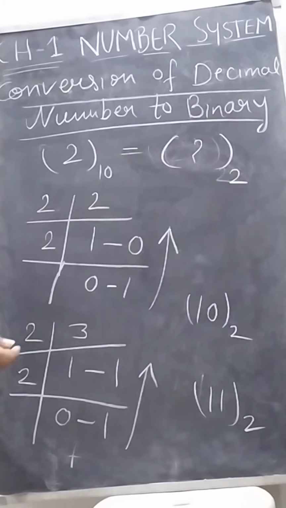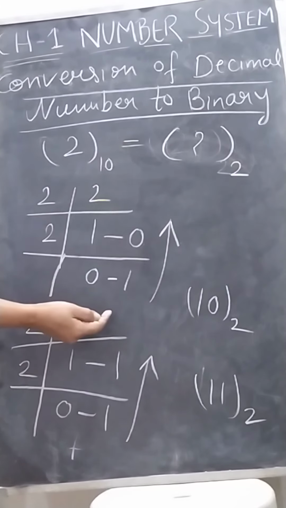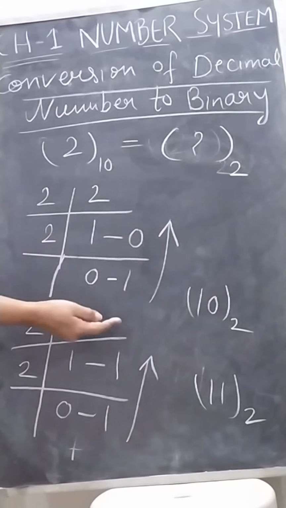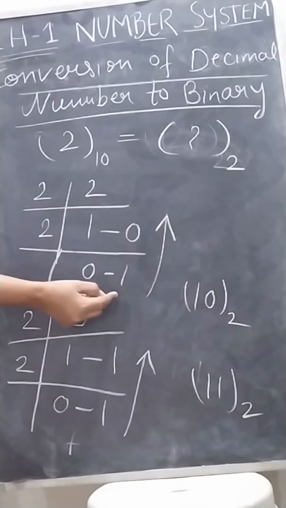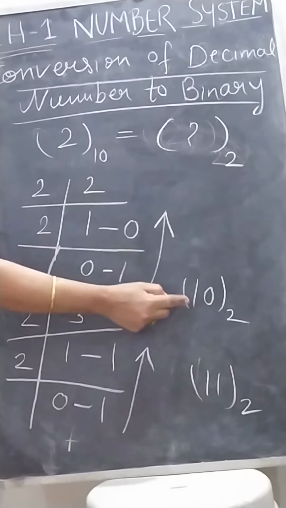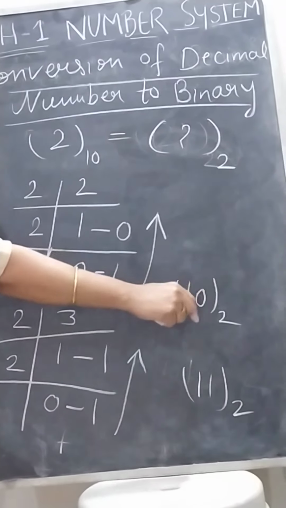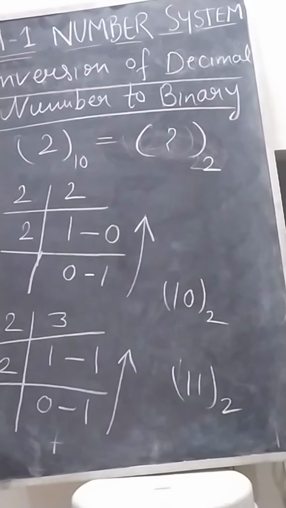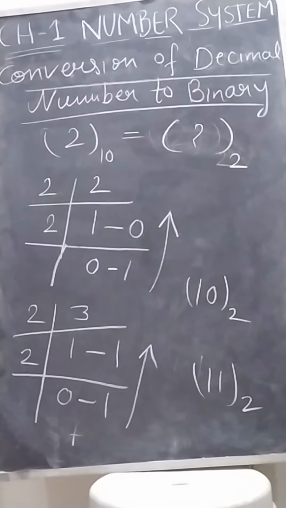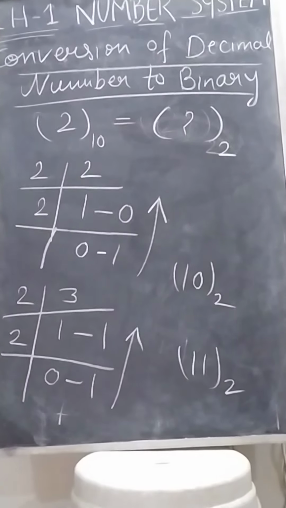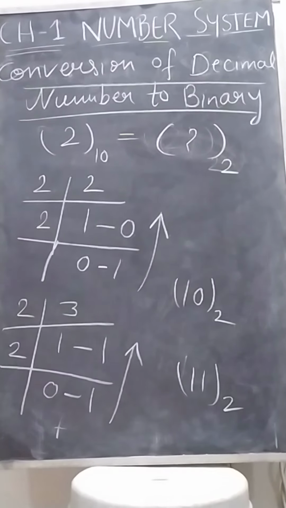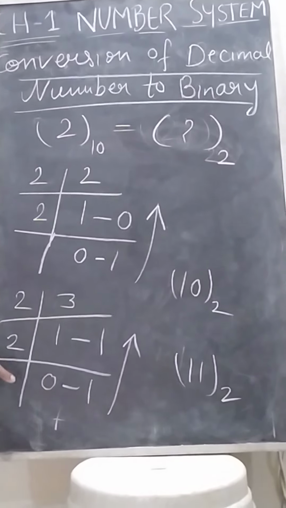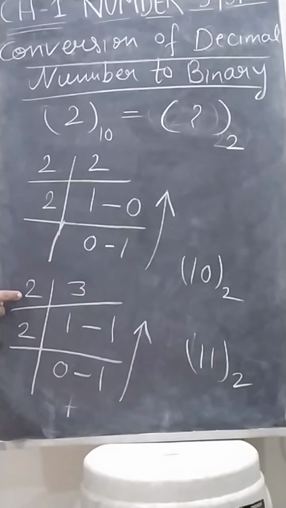So next is how to write these digits. From bottom to top we have to write the remainder values. First this value 1 and then this value 0. So this becomes 10 in binary number. So this is the value of 2. This is not called ten. This is called one zero in a binary number. This is 2. Right? Similarly for 3 also we can divide it by 2.